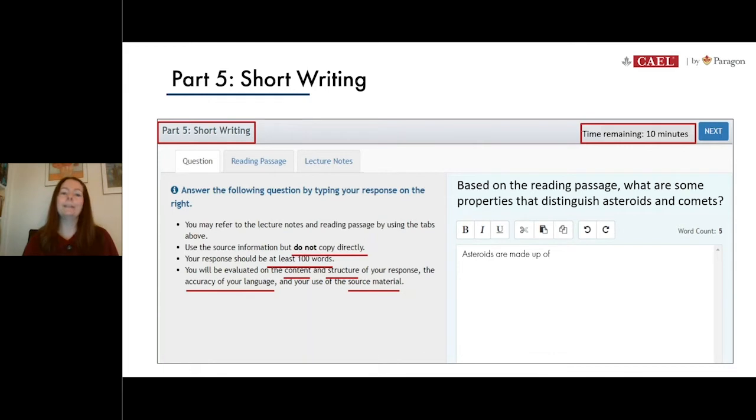Now the question is on the top right-hand side of the screen, and this question reads, based on the reading passage, what are some properties that distinguish asteroids and comets? Now, if you saw the last episode we did, you should recognize this question. This is actually the same question that we wrote about in the previous episode.